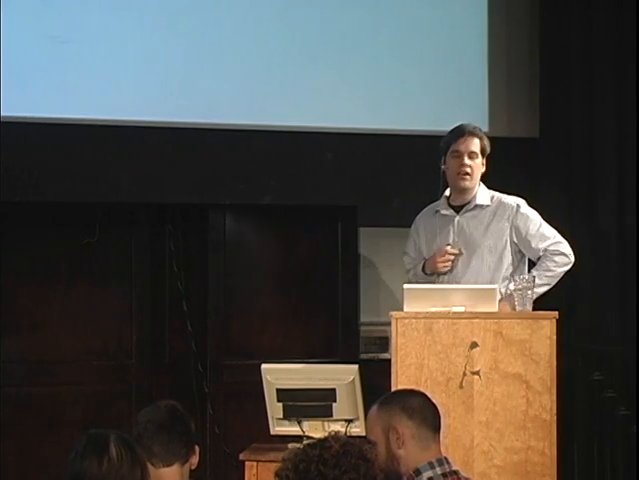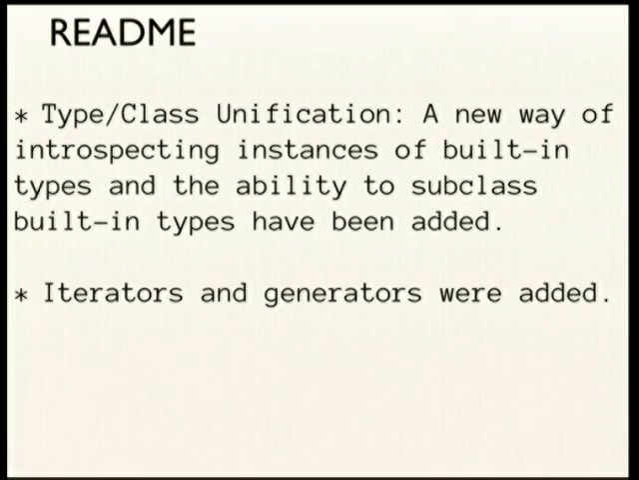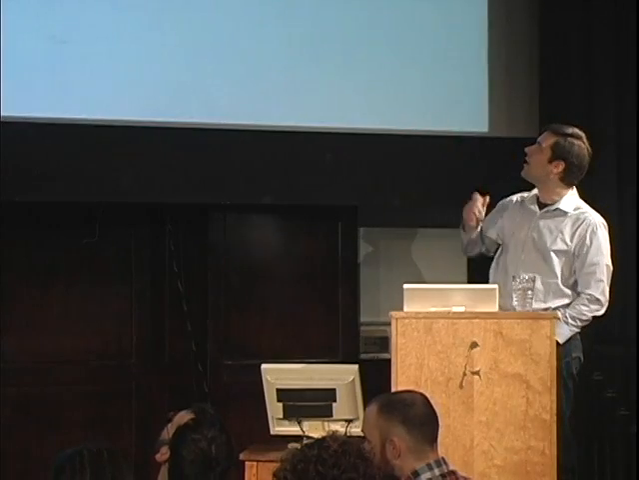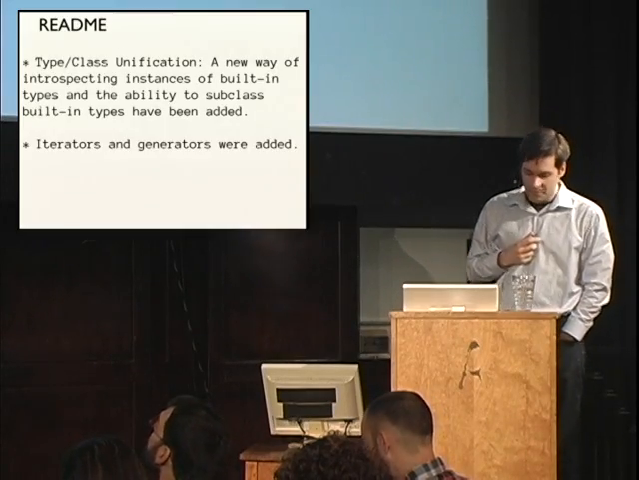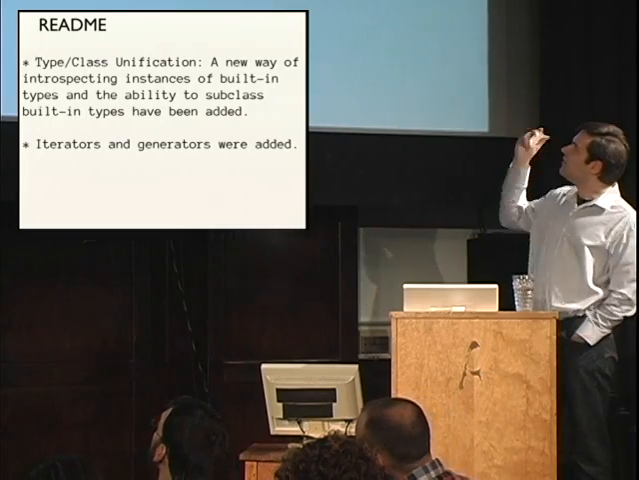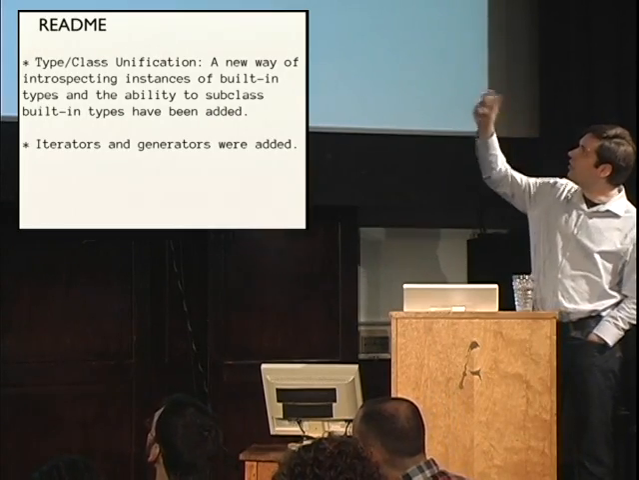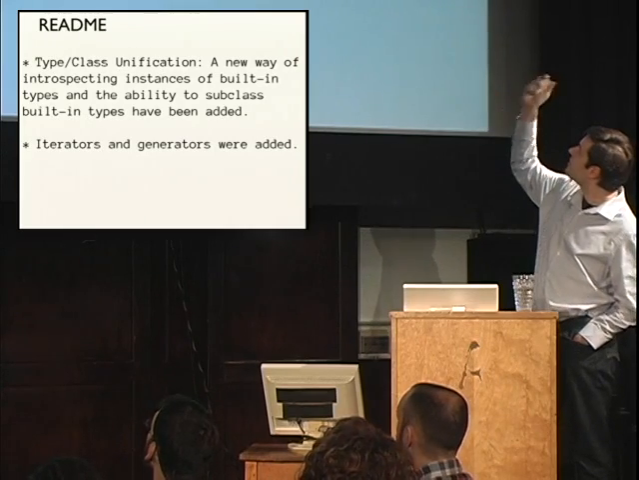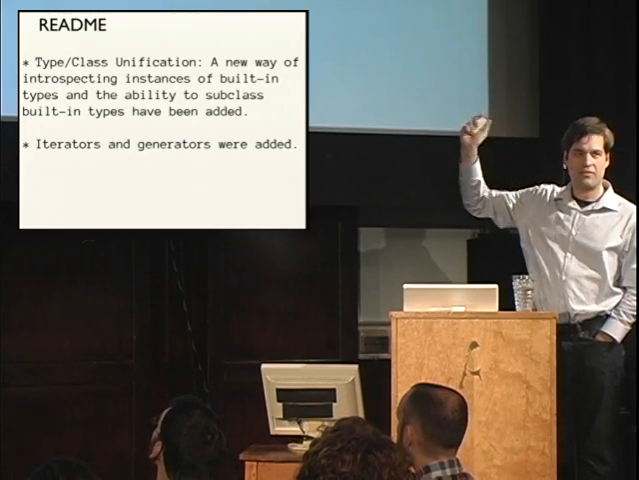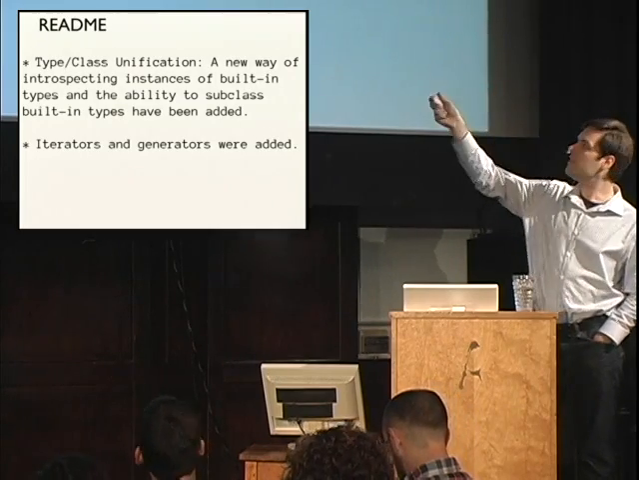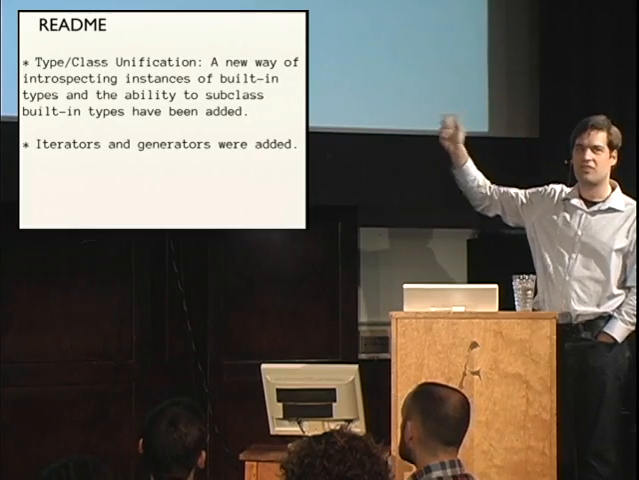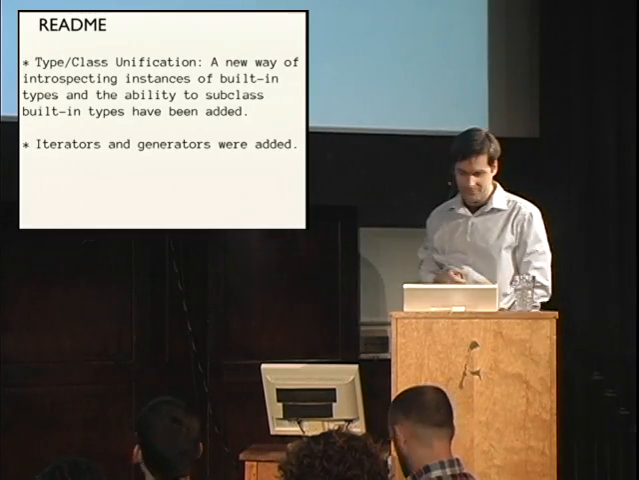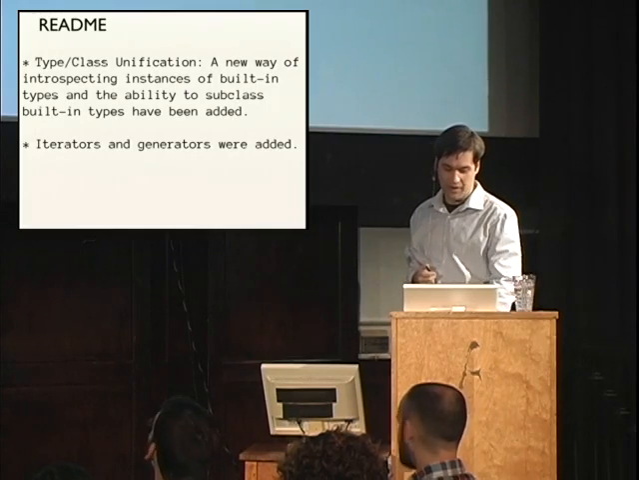My goal in writing a what's new was to fill in the gap between the very high level README and the lower level things that were available. So here are two items from the Python 2.2 README discussing new language features. One is type class unification, and there's a whole bunch of verbiage about introspecting instances, but it isn't really clear what this feature means. And in the second bullet point, we have two language features introduced with a single line. And so clearly more detail is required.